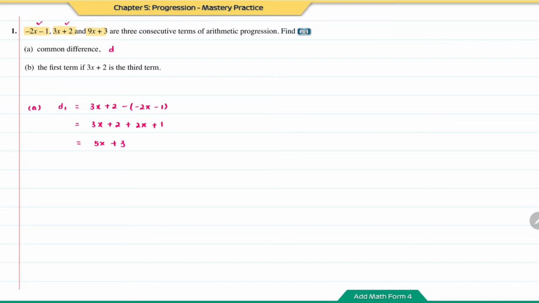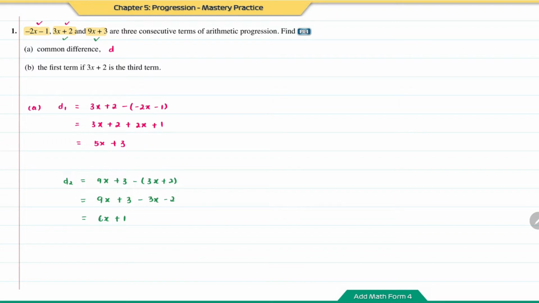We can also find the common difference of this arithmetic progression using these two terms. So I can use 9x plus 3 minus 3x plus 2. So here is going to be 9x plus 3 minus 3x minus 2. So solving for the like terms is going to be 6x plus 1.